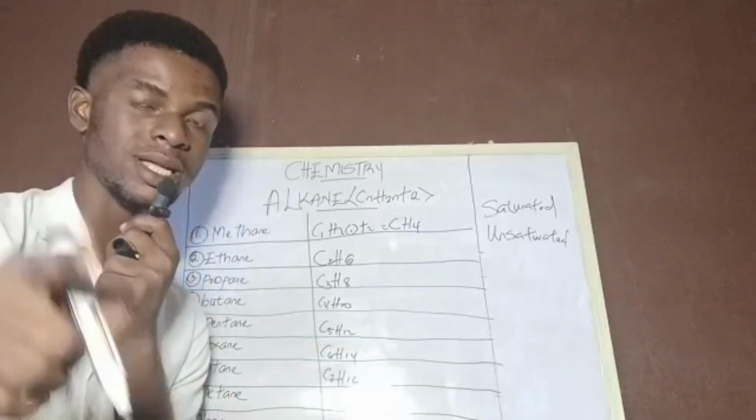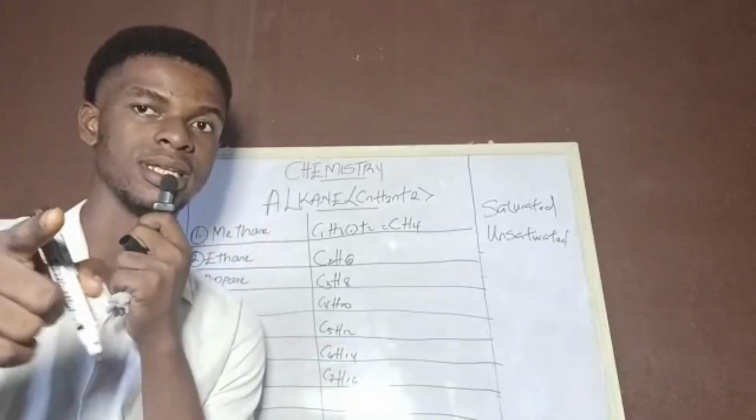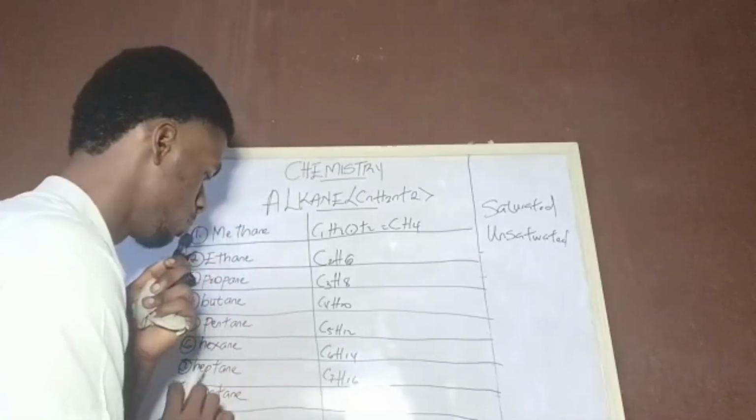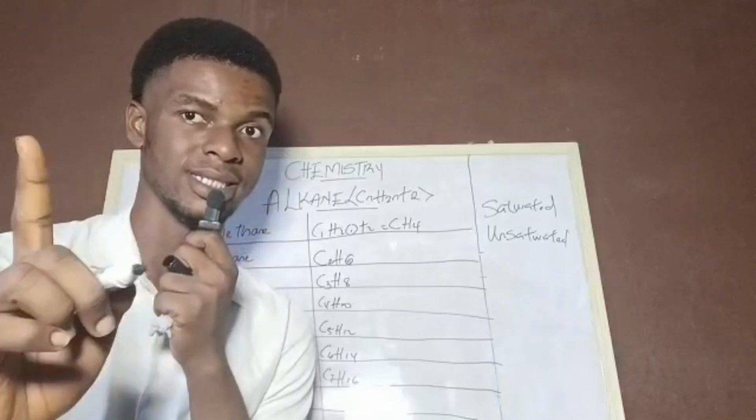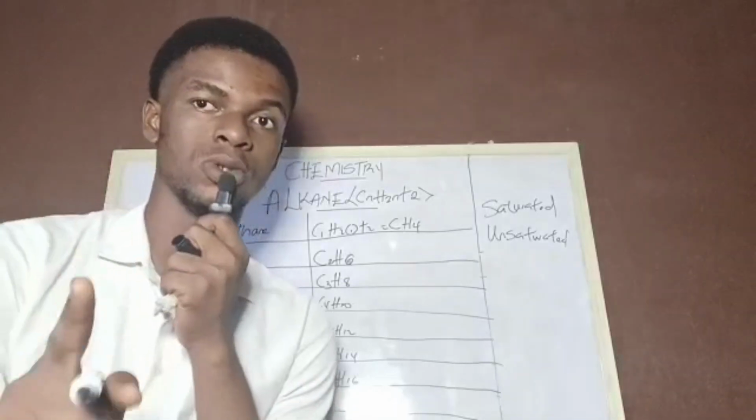Now I want you to tell me your answer for octane and nonane in the comment section. If heptane is C7H16, I want you to do octane and also nonane.